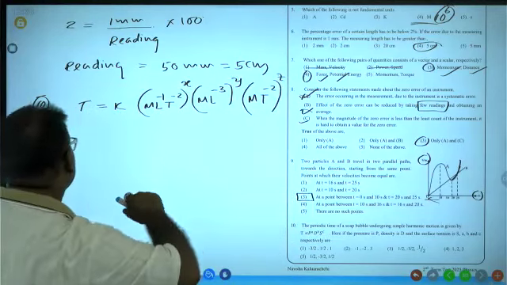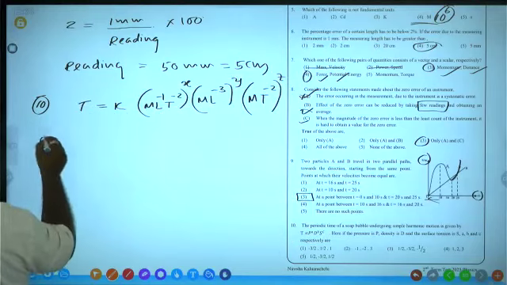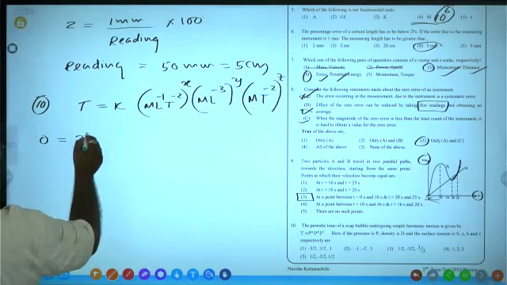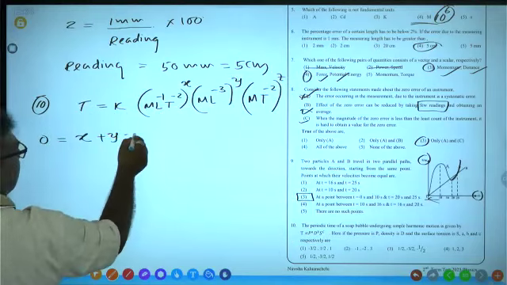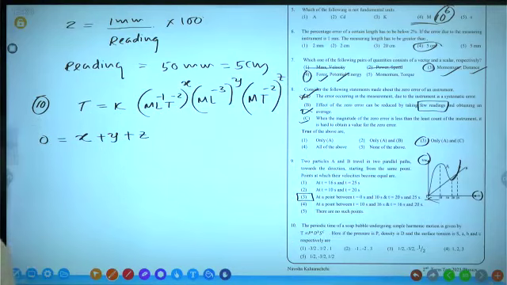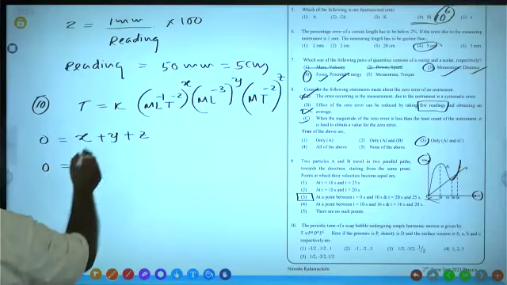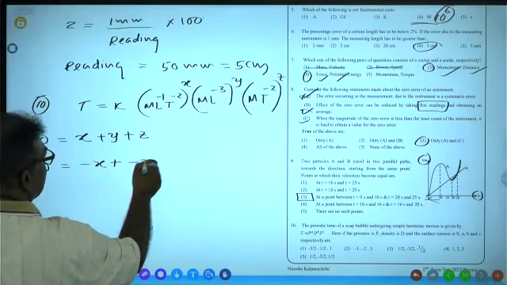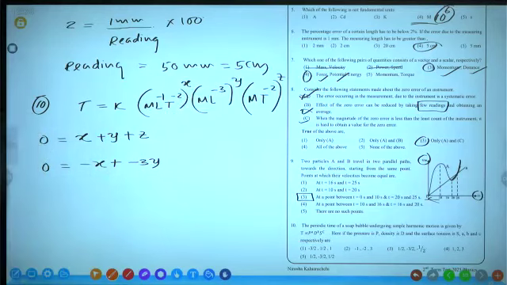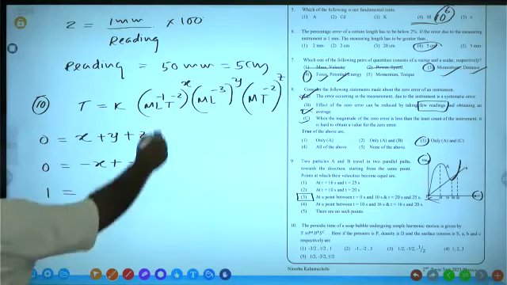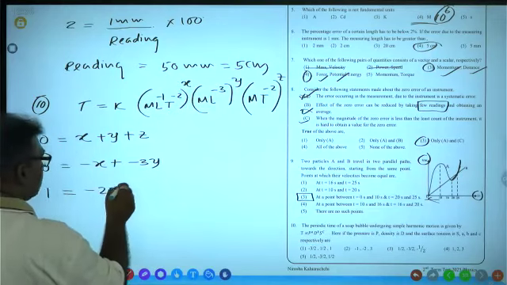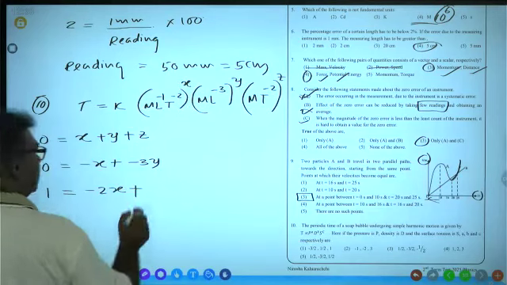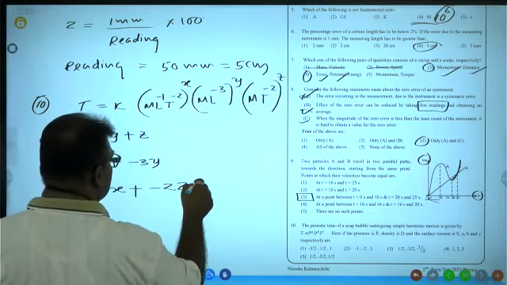Now you have to say here M base has 0, here x, and y and z available. Next one. Here L base is not having. L has minus x plus minus 3y, done. And T base here consists of 1 equal. T has minus 2x plus minus 2z, done.